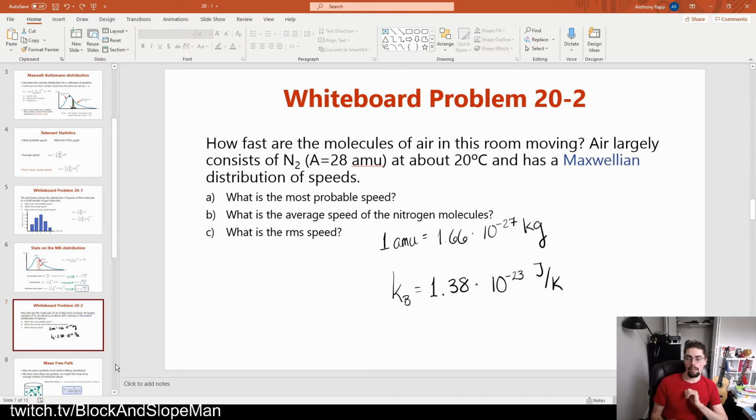So this is all fine, and oxygen is not that much different from nitrogen. But let's assume it's at room temperature, so about 20 degrees Celsius. Let's assume that it shares that same Maxwell-Boltzmann distribution. And knowing that information, I want you to find the most probable speed, the average speed, and the RMS.